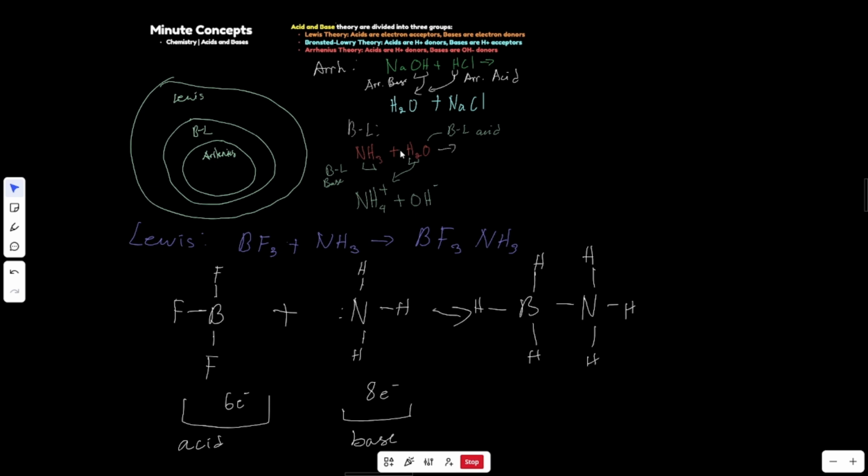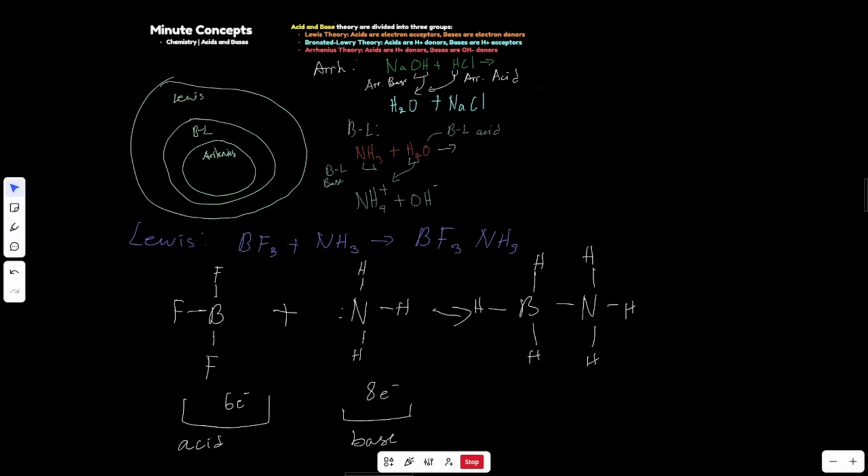So, for example, let's start with Arrhenius theory. In Arrhenius theory, we donate OH, and we donate H, right? So we have two donations happening here. We have a hydrogen ion and we have hydroxide ion. Now, in Bronsted-Lowry, which an Arrhenius base is also a Bronsted-Lowry base, a Bronsted-Lowry base is an acceptor of hydrogen.